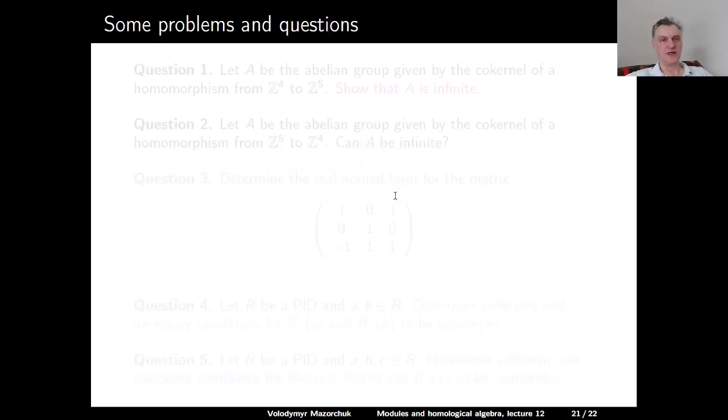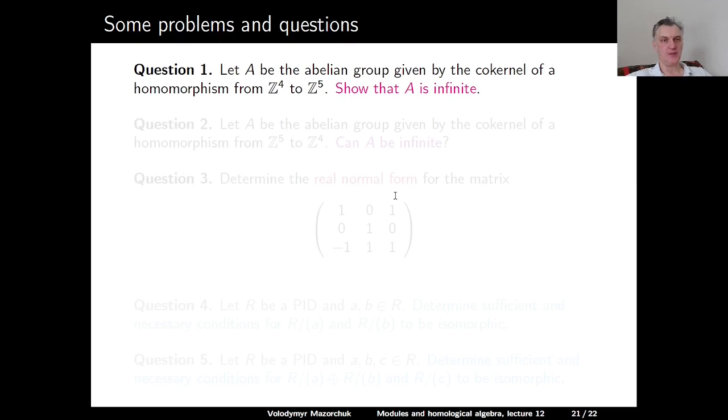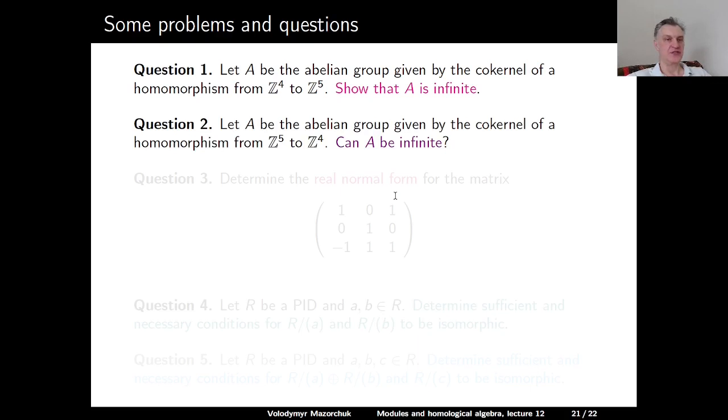Now some problems and questions at the end. Question 1. Let A be the abelian group given by the cokernel of some homomorphism from Z^4 to Z^5. Show that A is infinite. Question 2. Let A be the abelian group given by the cokernel of a homomorphism from Z^5 to Z^4. The question is, can A be infinite?